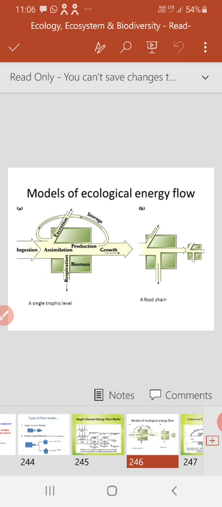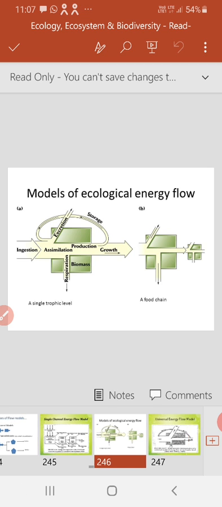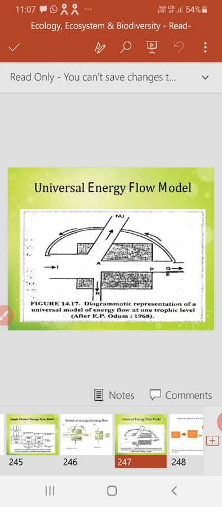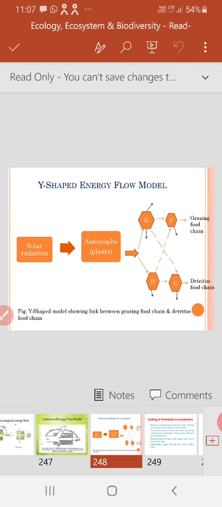This is an energy flow model at a single trophic level. This is the very popular universal energy flow model by E. P. Odum, and it shows the energy distribution at a particular trophic level. This is a Y-shaped model. It shows how it links the grazing food chain with the detritus food chain. Okay, thank you.